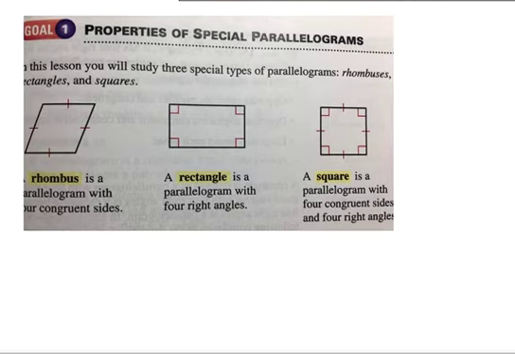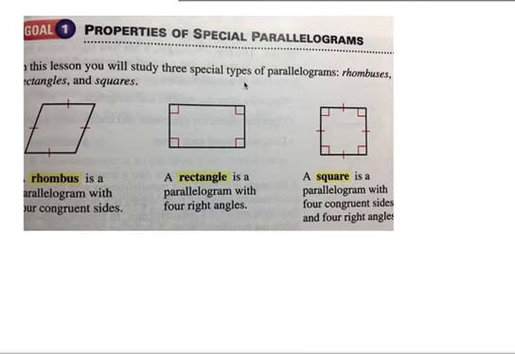Right here, this is from your book. Look up here where my little pointer is, and you can see what a rhombus is. I don't know if you've heard of that term before, but a rhombus is a quadrilateral, or a parallelogram more specifically, that has four congruent sides. You notice it looks like a slanty square. So all the sides are congruent, but that doesn't mean that the angles are. Okay, so that's what a rhombus is.